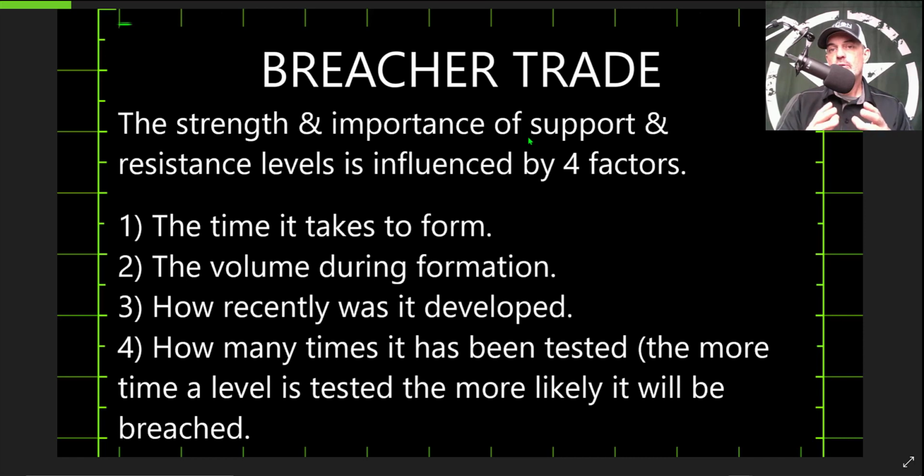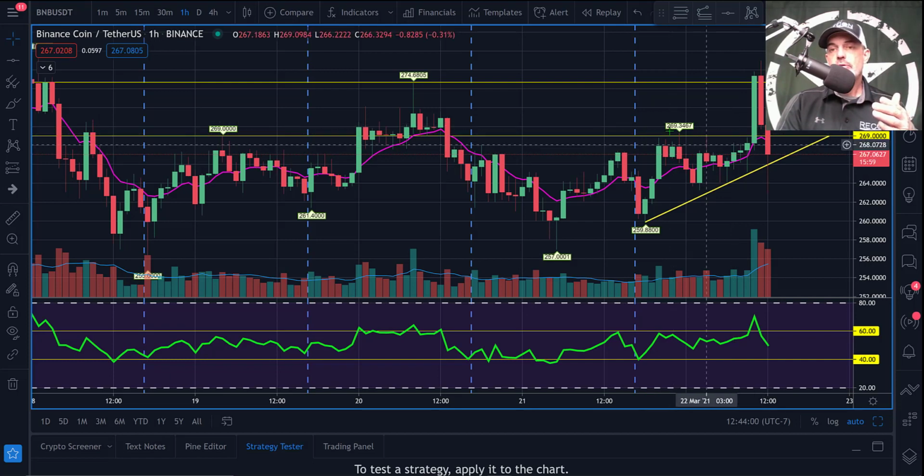And so when one of the breacher trades is starting to set up, the strength and importance of support and resistance levels that I'm looking at is influenced by 4 main factors. And those factors are: how long did it take to form? And as I showed you on the chart, again, I was looking at the 1 hour chart. This was not a long time frame for this resistance level to build up.